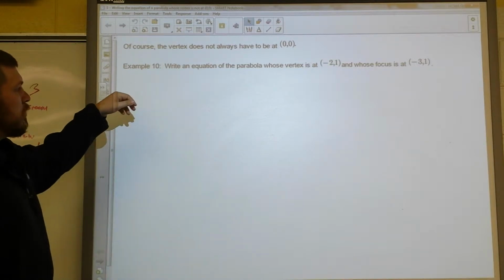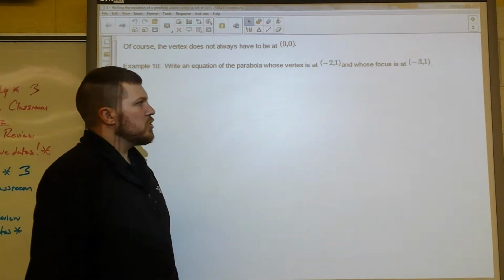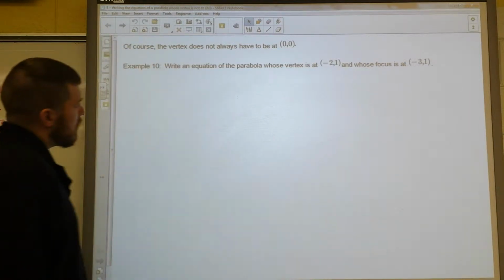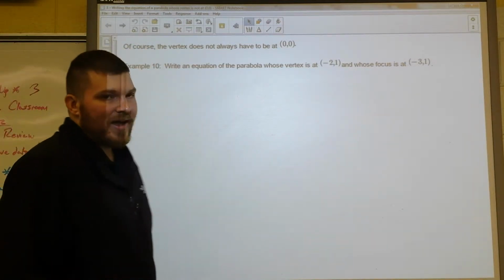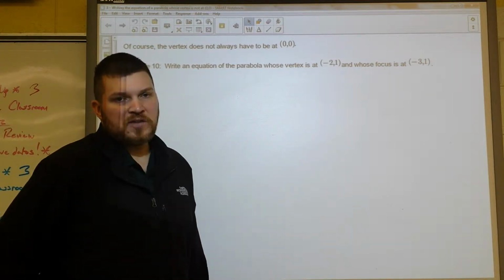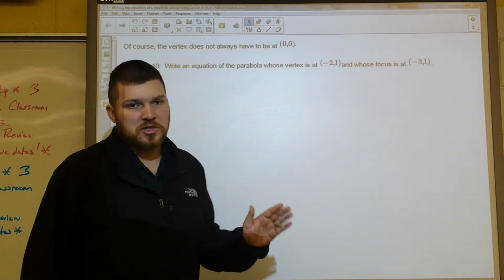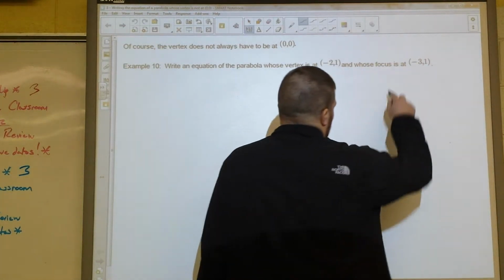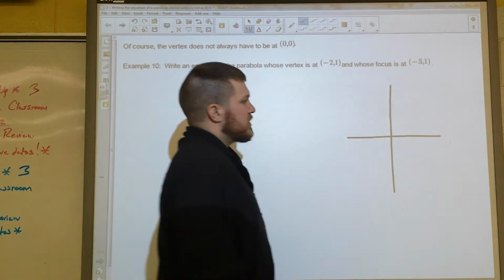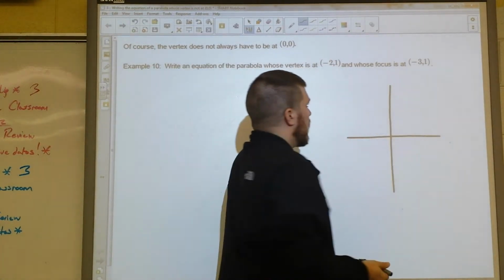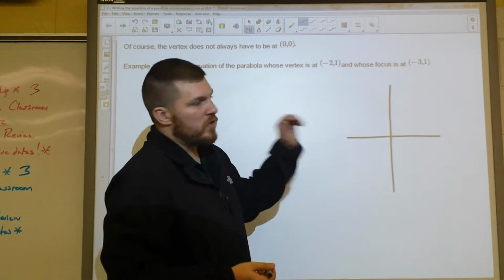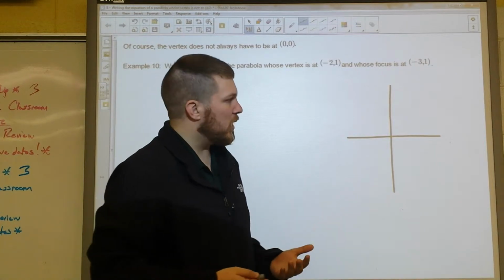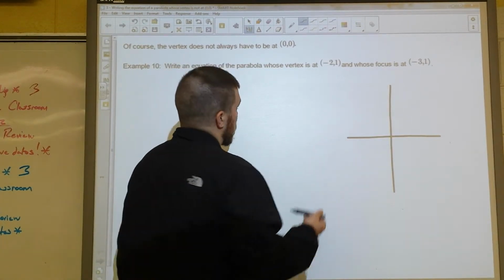We want to write an equation of the parabola whose vertex is at -2, 1 and whose focus is at -3, 1. Alright, well, since the vertex is not at 0, 0, we have no rule specifically for the focus. So our only other option is to draw a quick sketch of what this parabola might look like. So I'm going to do that. Obviously this is my x-axis, this is my y-axis, and I'm just going to very roughly plot these points. It doesn't have to be a pretty picture. Just a rough sketch of what this parabola is going to look like.